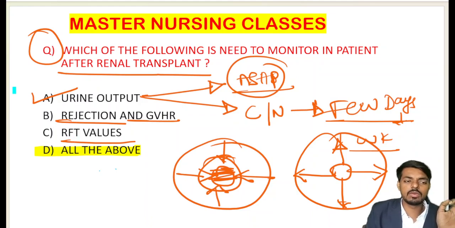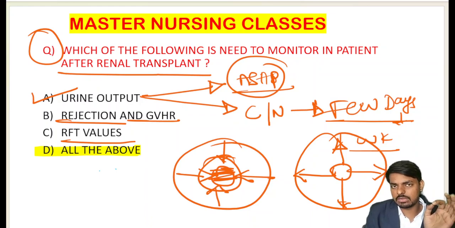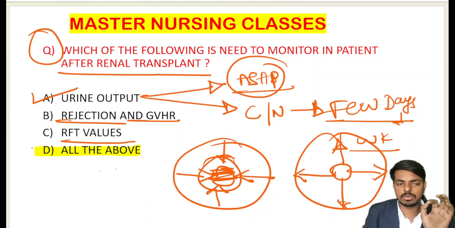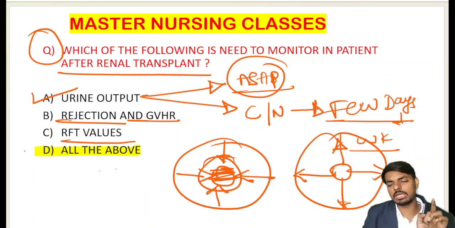Even after renal transplantation, until the kidney establishes its normal function, we will perform hemodialysis. Very importantly, hemodialysis should be done until the normal function of the kidney is established. So keep this in mind. Hope the concept is very clear for you.